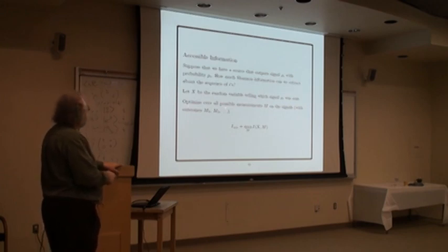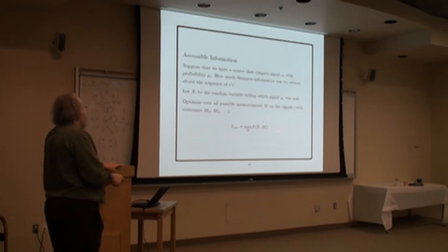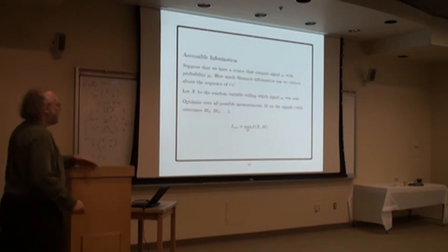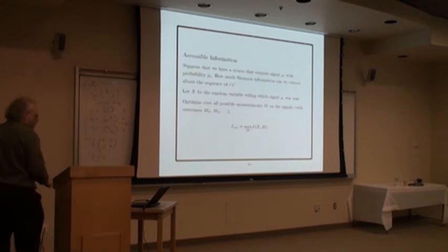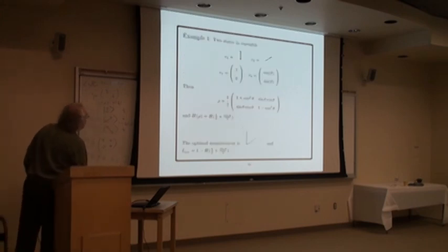Now let's optimize over all possible measurements M you can make on a single symbol, with outcomes M1, M2, etc. And the accessible information is defined as the maximum mutual information between the input random variable telling which signal rho_i was sent, and the measurement outcome. Okay. And let's look at examples.